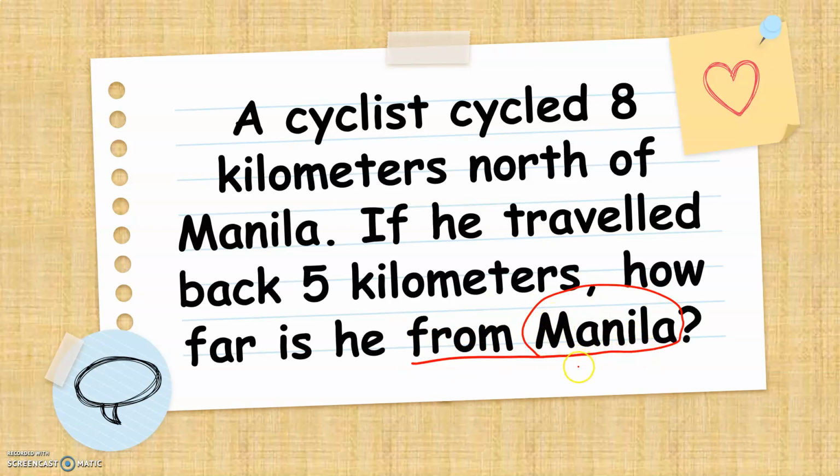According to the problem, the cyclist cycled 8 kilometers north. Since we have the keyword north here, it means that this 8 is a positive integer. After that, he traveled back 5 kilometers. So if he traveled north 8 kilometers earlier and he traveled back 5 kilometers, it means that this 5 here is represented by a negative 5 integer.